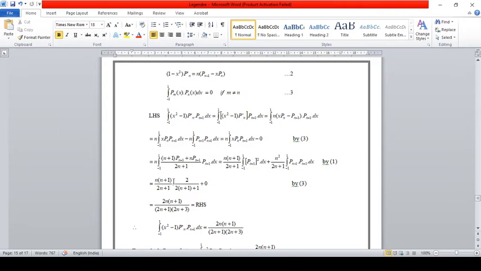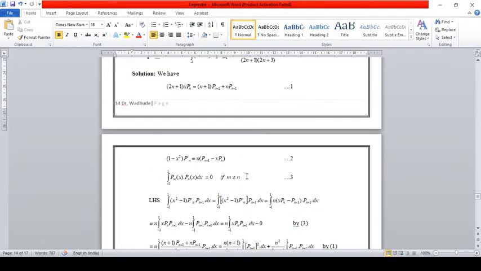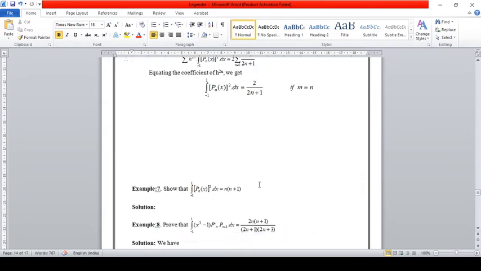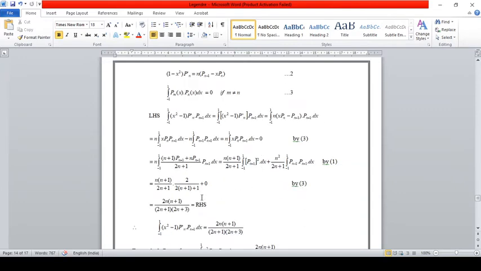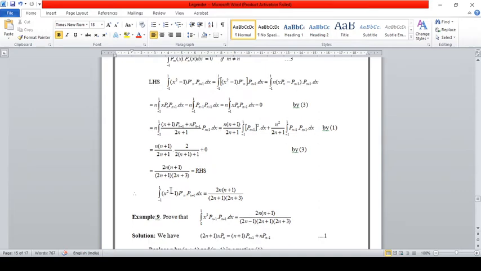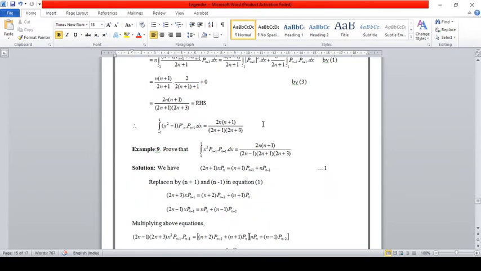So we have again the first term here with the coefficient n plus 1 upon 2n plus 1 and the integration of this part. This is the formula from the orthogonal property, this is 2 upon 2n plus 1, in place of n plus 1 this, and after solving we have 2n(n plus 1) upon (2n plus 1)(2n plus 3). This is the result, this is the right hand side.